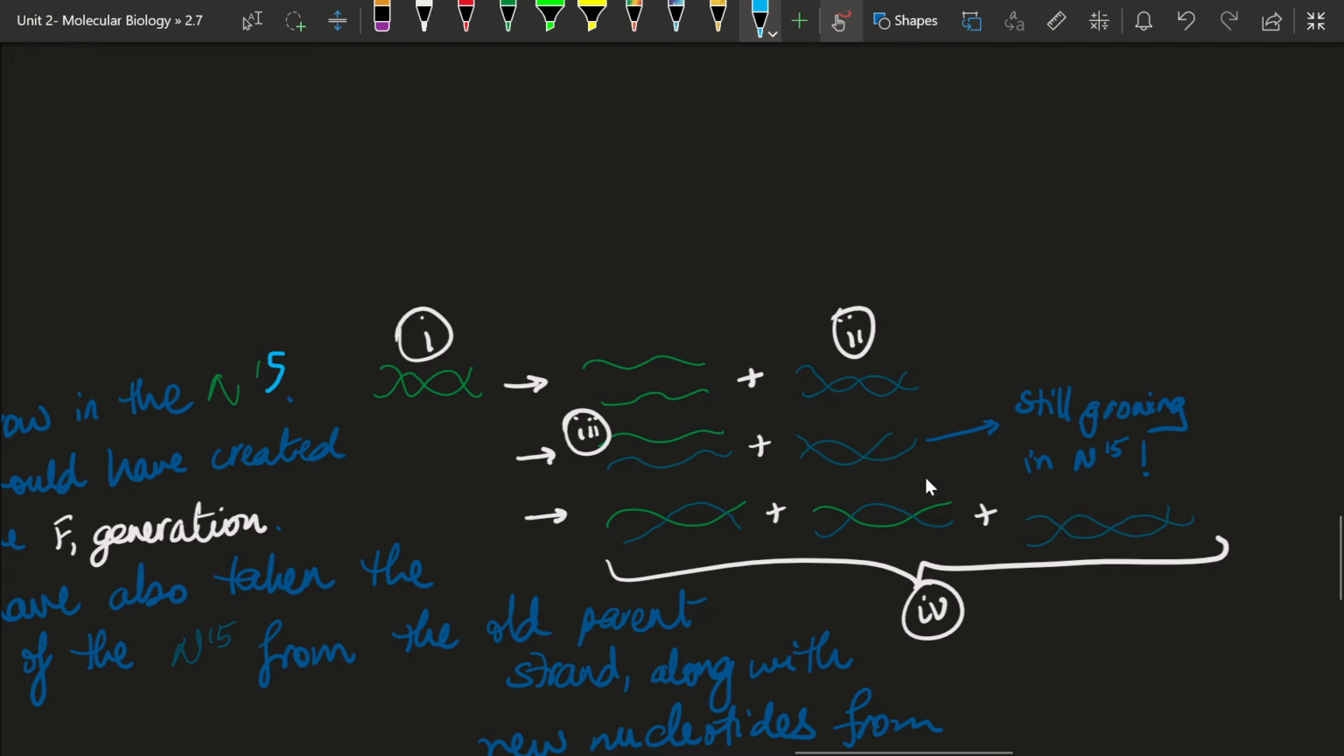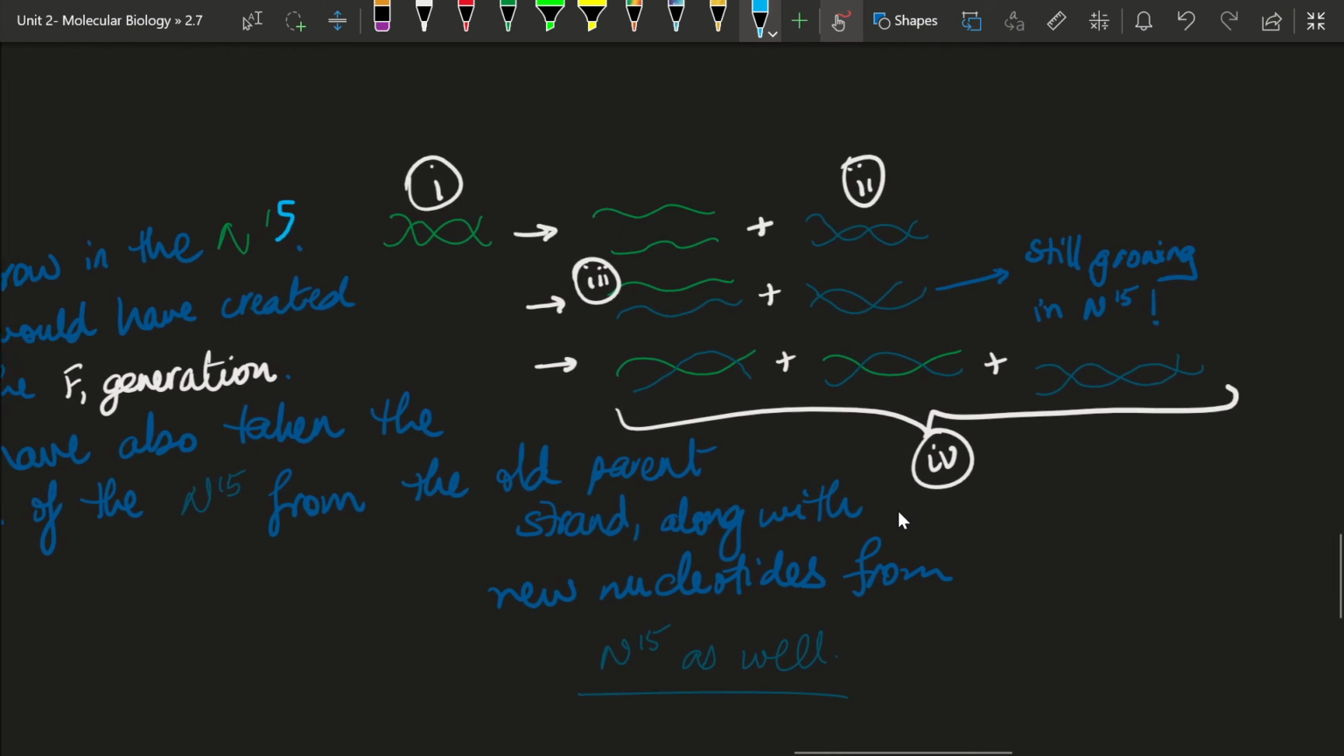So they got just N14, then they got N14, and then that N14 came along with the N15 in the second result. The third result, they got both the intermediate, and then they got this, which was a single N15, and then N14, N15, N14, N15, and more N15s basically.